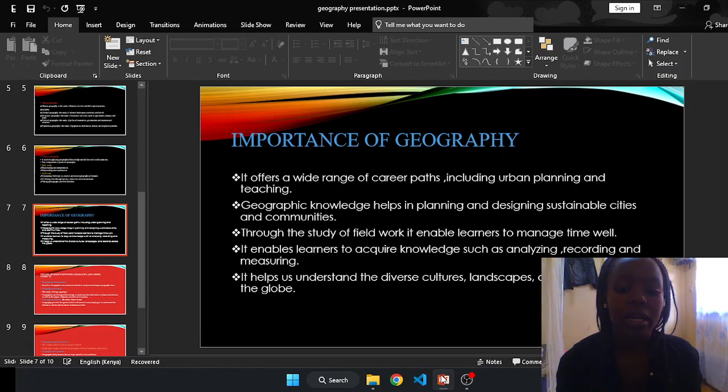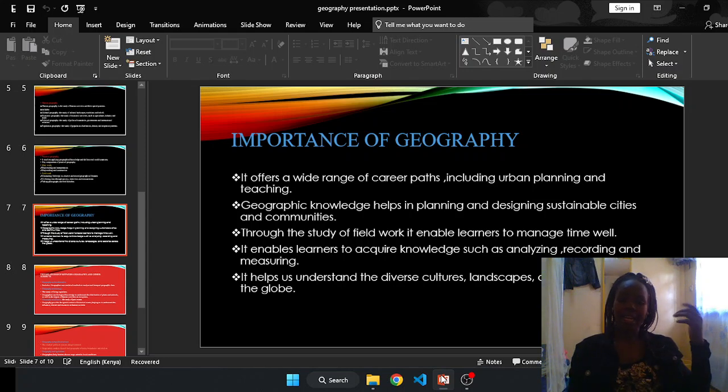Another thing, it enables learners to acquire knowledge such as analyzing, recording, and measuring. Through geography, students analyze, record, and measure. Like in geography, we have to measure distance from this location to this, from this to this. And also record. Maybe we have to record some information, so we have to record it. Analyze, also we analyze different things.